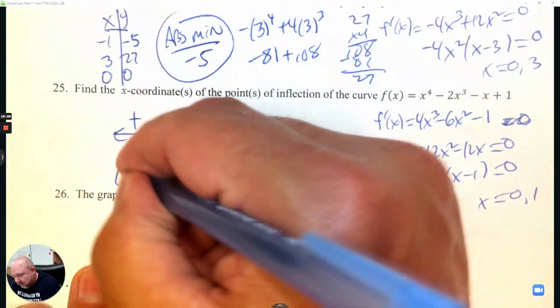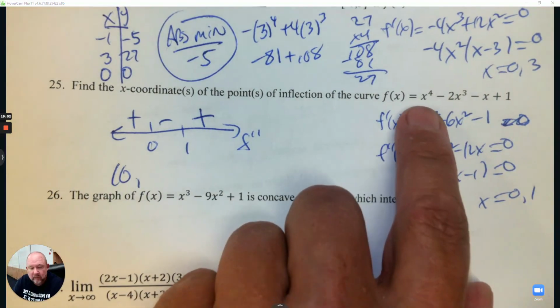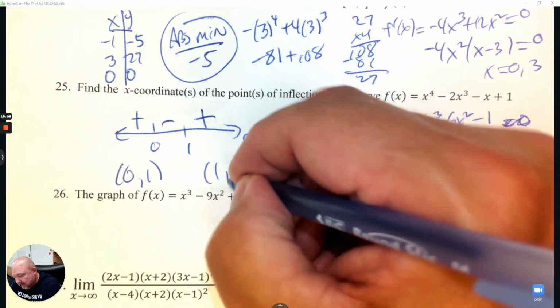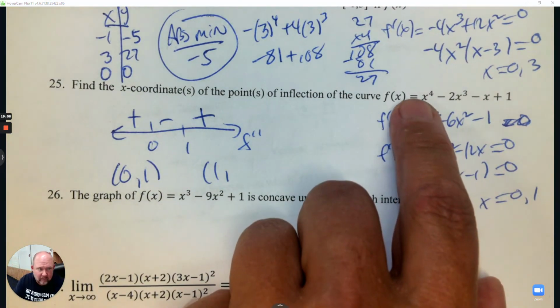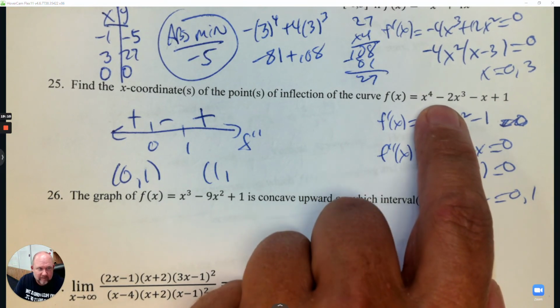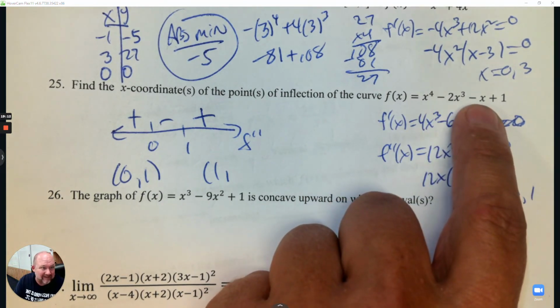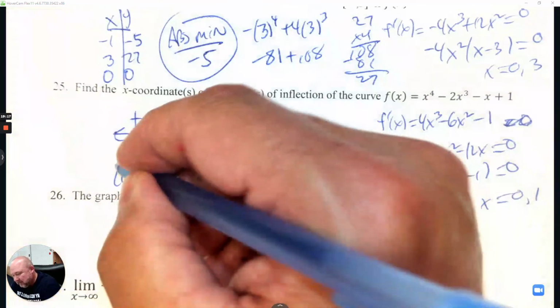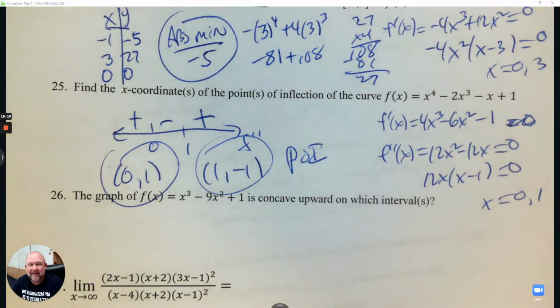So at 0, we have a point of inflection. When you plug in 0, you get the answer 1. And then 1 is a point of inflection. You got to plug in 1. 1 take away 2. That's negative 1. Take away 1 is negative 2 plus 1. That's negative 1. I'm pretty sure. So you have 2 points of inflection at (0, 1) and at (1, -1).